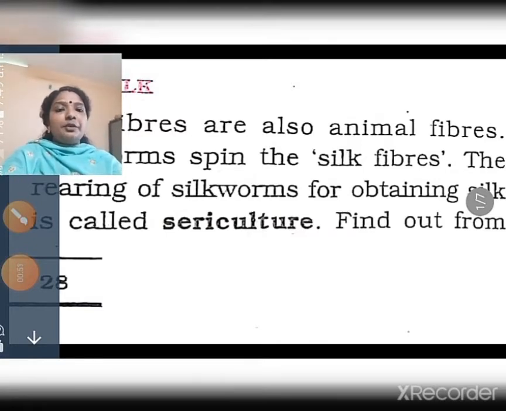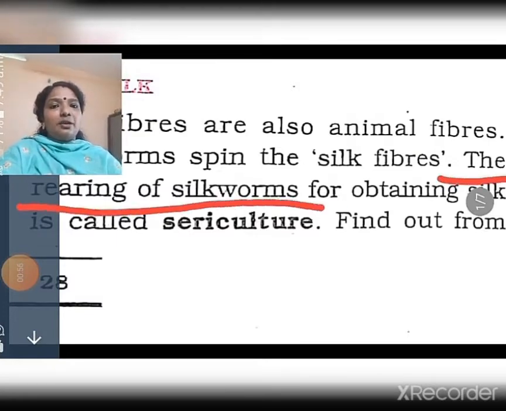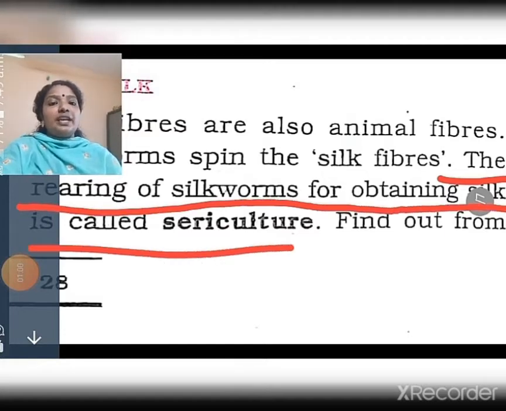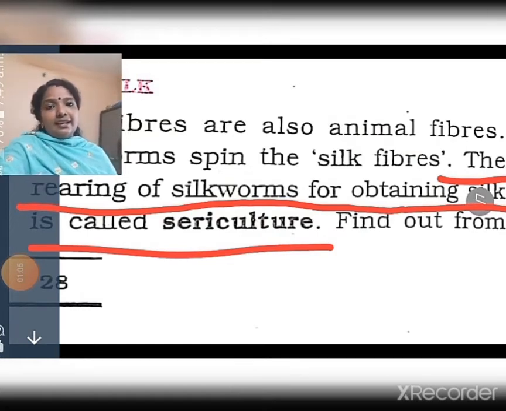Then what do you mean by sericulture? The rearing of silkworms for obtaining silk is called sericulture. All of you say together with me: what do you mean by sericulture? The rearing of silkworms for obtaining silk is called sericulture.